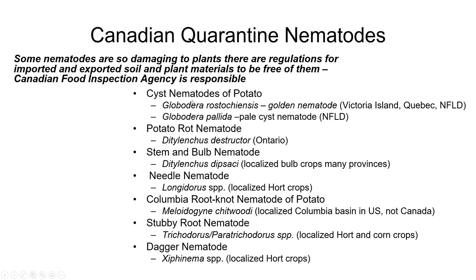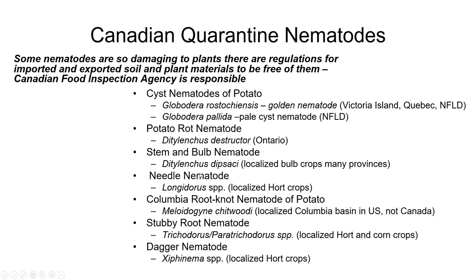One of them is the cyst nematodes of potato. Thankfully, we don't have any cyst nematodes of potato on the prairies, okay? But we do have them on Vancouver Island and in Newfoundland, okay, and in Quebec. Potato rot nematode is isolated to around Ottawa on onions. There's needle nematode and some hort crops. A lot of these you can see are on hort crops, okay?